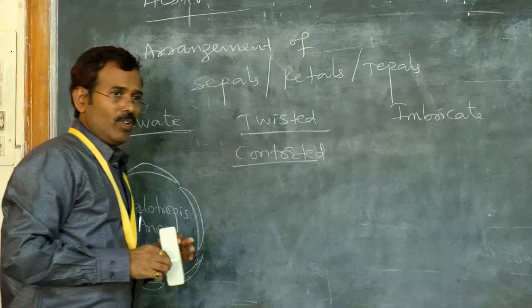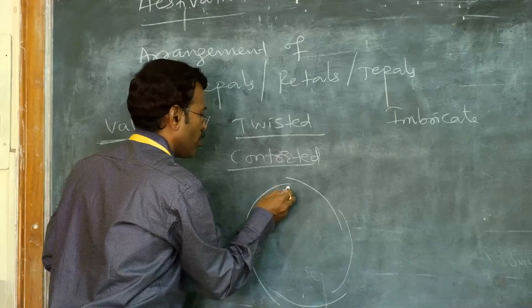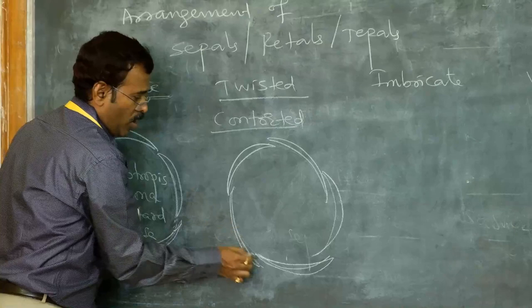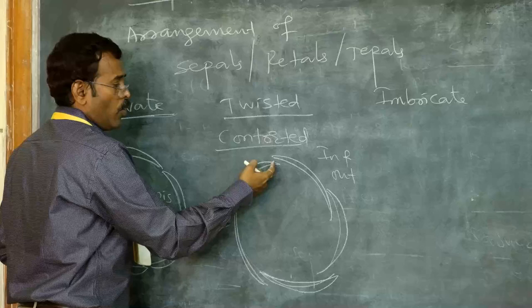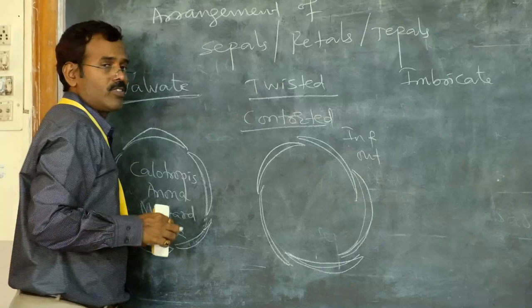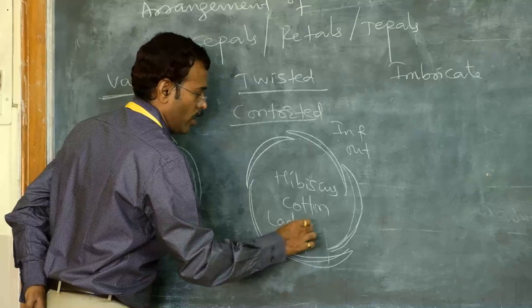In the second one, twisted or contorted aestivation, here the margin of the sepal or petal, one margin is in, one margin is out. So here in and out arrangement will be there. Either the overlapping will be there in the clockwise direction or anti-clockwise direction, whatever it is. In and out arrangement is called twisted or contorted aestivation. This you can see in example hibiscus, cotton, and in lady's finger. In these examples you can see twisted aestivation.